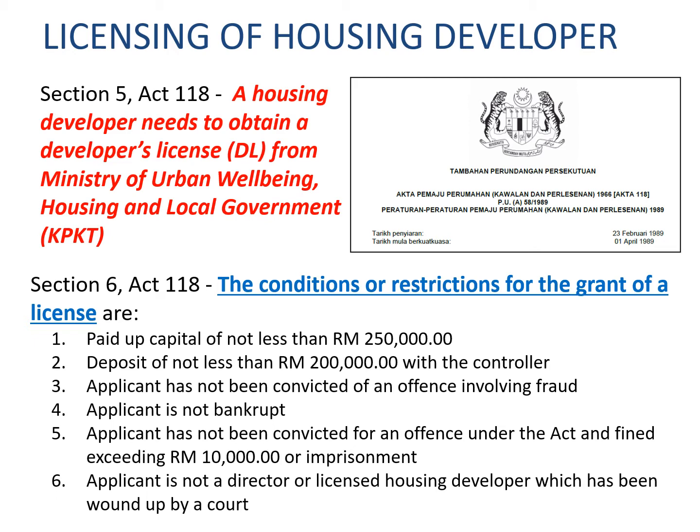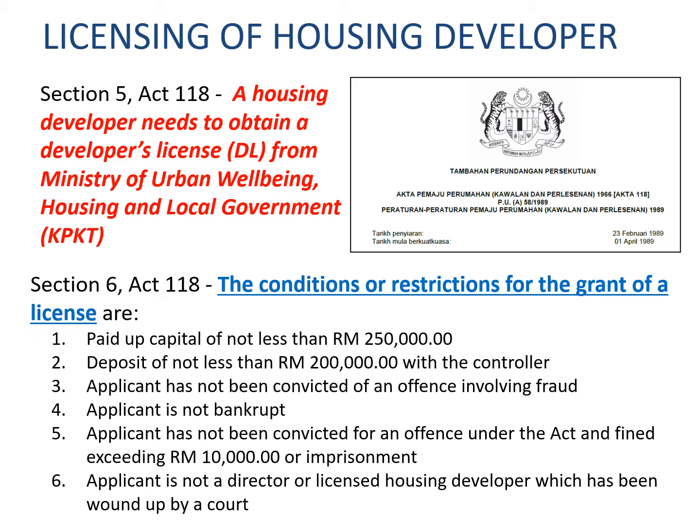Okay, and this is actually the characteristic or the condition for the licensing of a housing developer. So why do I need to show you this? Basically, this explains the characteristics of a developer which you might want to consider when you produce your company profile. All right. First and foremost, your paid up capital must be not less than 250,000. However, if you are developing a project which is more than 1 million ringgit, I believe that your paid up capital must be more than 250,000. Alright, so a deposit of not less than 200,000 with the controller. The controller is KPKT just now, so you need to put a deposit.